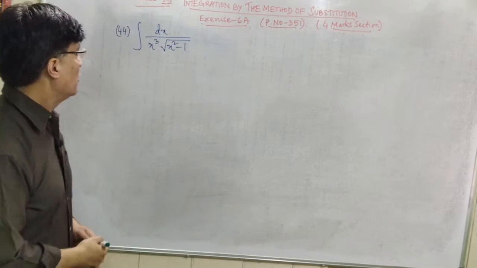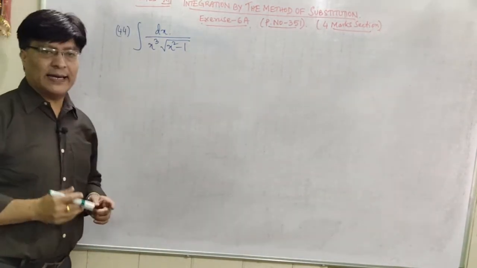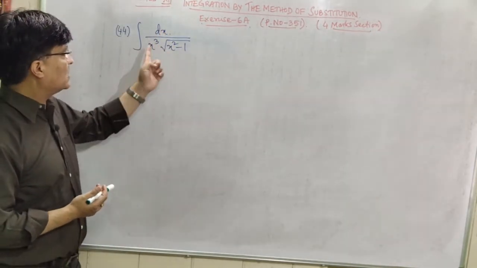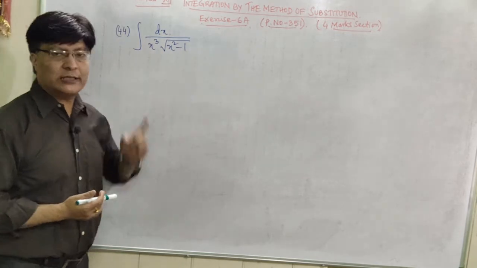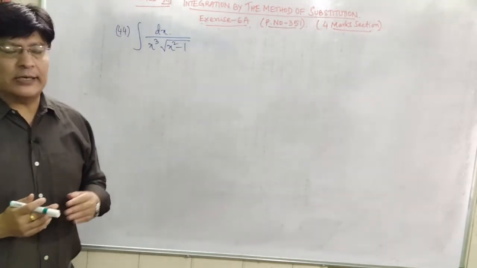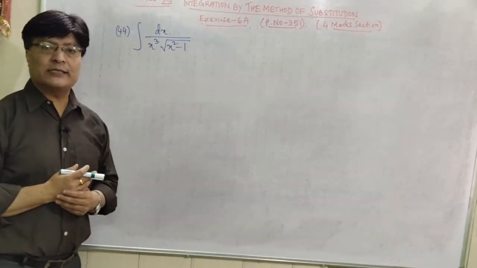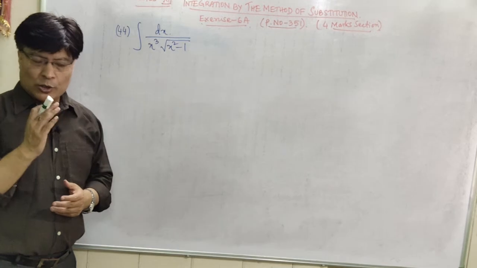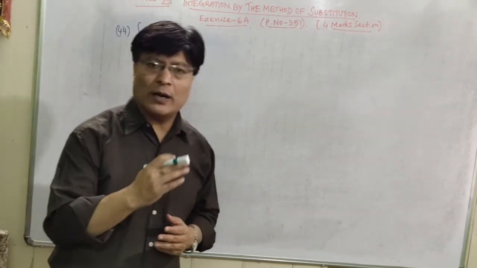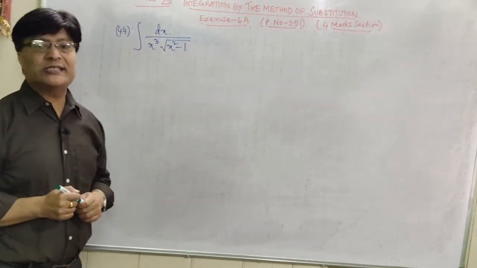Now we'll do the next question, that is question number 44. It is given that you have to evaluate the integral of dx divided by x cube root over x square minus 1. Here also you have to consider the expression within square root, which is x square minus 1. Whenever we have x square minus 1, and you are to do the trigonometric substitution, you should put x is equal to sec theta.